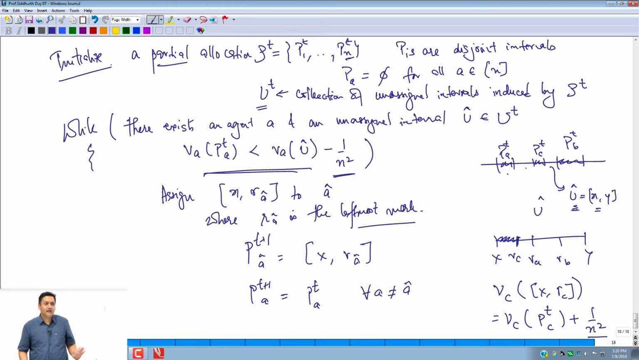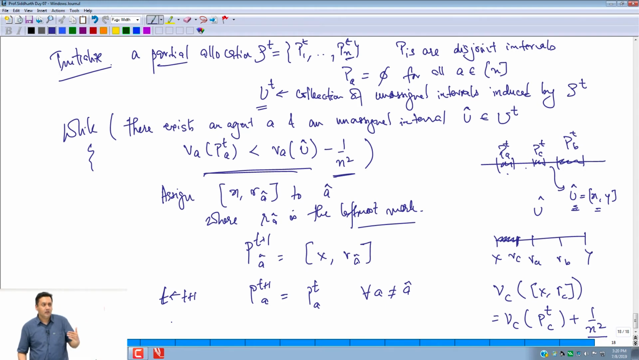That's it. That's my algorithm. So I look at unassigned pieces of large value. I find the leftmost happy person first via moving knife. I do this allocation, update the iteration count, and I continue on. Okay, so that's my idea.